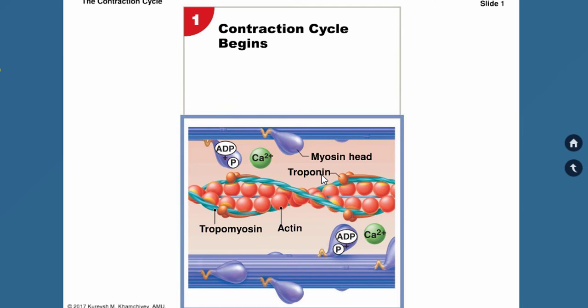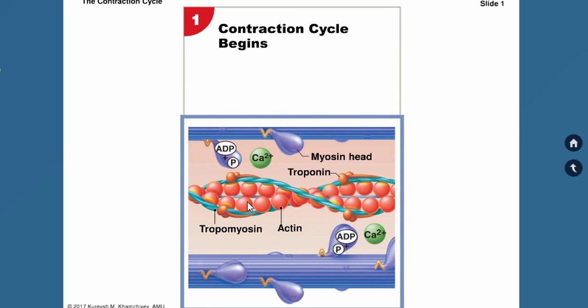Calcium binds to troponin, so tropomyosin slides away from the binding site on the actin strands, because then the head of myosin can link with this site, with this part of actin.